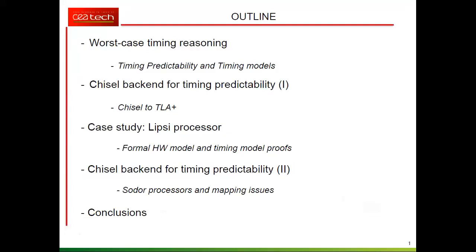What exactly is timing predictability? Why do we work on this topic? Then we look at the two actors involved: the input language is Chisel, and the output language will be a formal specification language named TLA plus. Then we look at the timing of an example, which is a processor, and a small one, and we show a little bit of code and what exactly we aim to do and how exactly we do it. More language issues from Chisel, and then we end up with some conclusions.